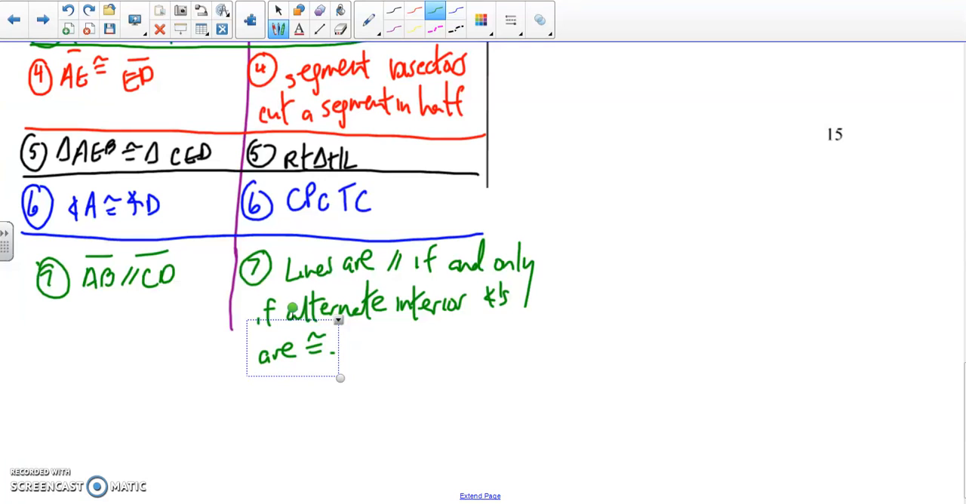All right, so good job. I would make sure you look at this one carefully for your quiz today, and call me over if you have any questions.